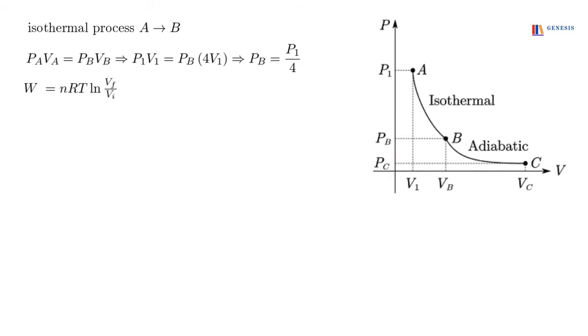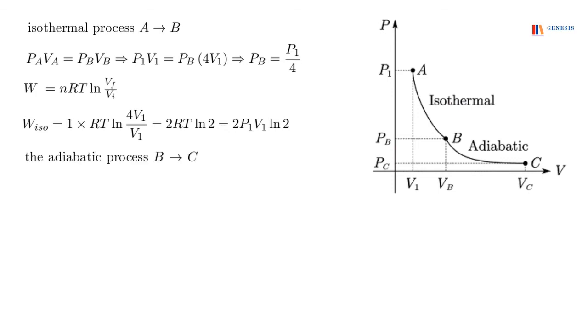Now the net work done by the gas in an isothermal process is given by W is equal to nRT ln V final by V initial. We have W iso is equal to number of moles of helium gas, which was given to be 1, into RT into ln final volume 4V1 over initial volume V1. This becomes 2RT ln 2, and RT can be written as P1V1 using the ideal gas equation. So W iso is basically 2P1V1 ln 2.